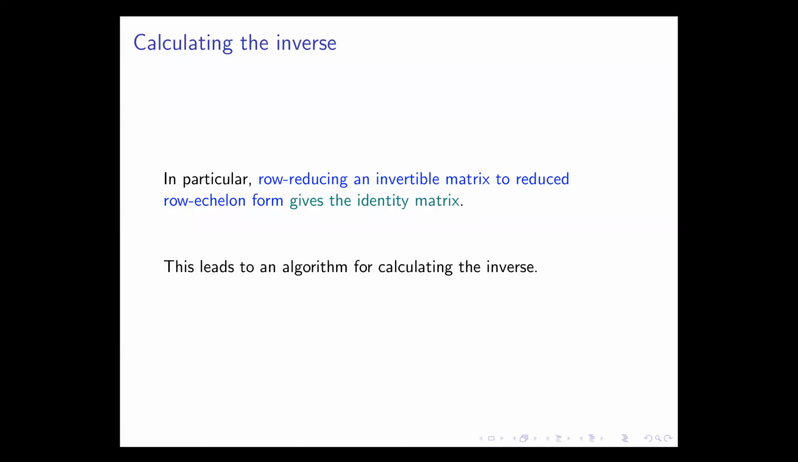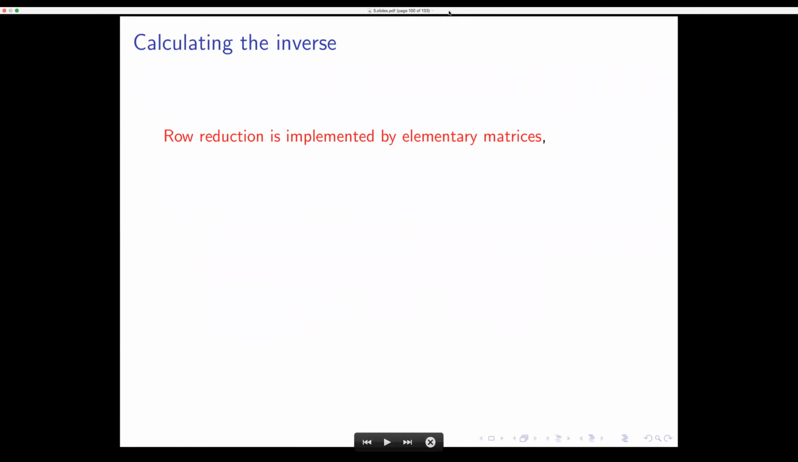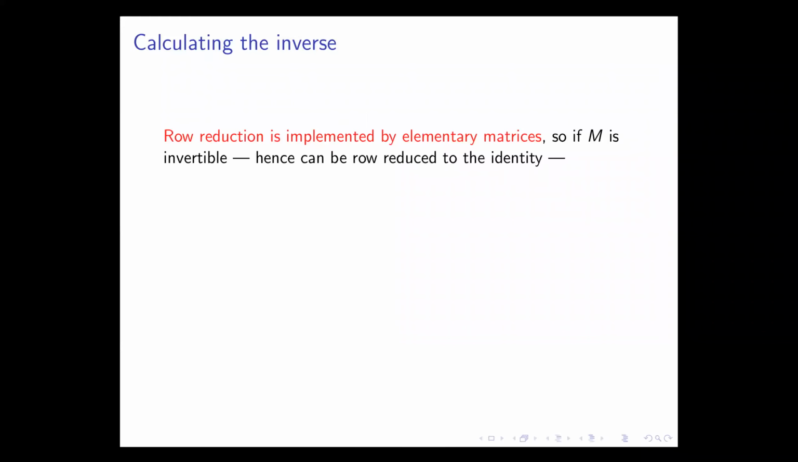And we can use this fact to calculate the inverse of a matrix. So if you use row reduction, which is implemented by elementary matrices, so if M is invertible, then we can row reduce it to the identity, and the steps that we use to do the row reduction will allow us to calculate the inverse matrix. Here's how it comes about.